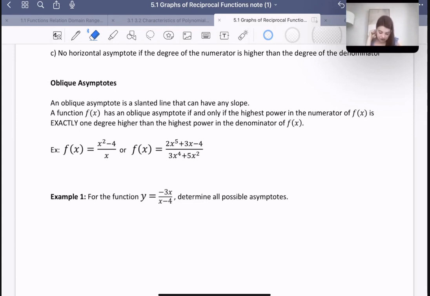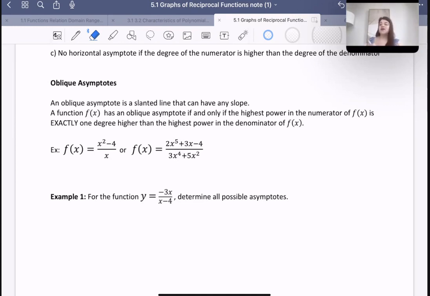And a function f of x has an oblique asymptote if and only if the highest power in the numerator of f of x is exactly 1 degree higher than the highest power of the denominator. So for example, here we have degree 2 on top and degree 1 on the bottom. And here we have degree 5 on top, degree 4 on the bottom. So these are examples where we would have an oblique asymptote.